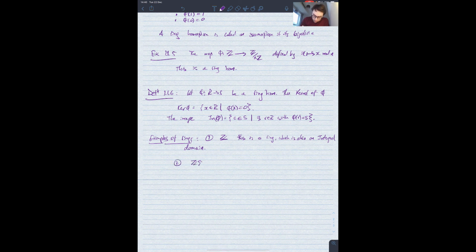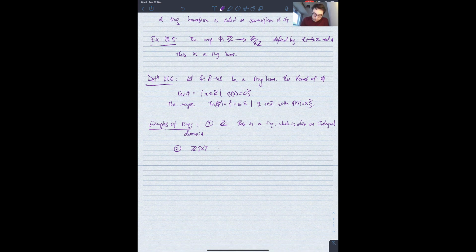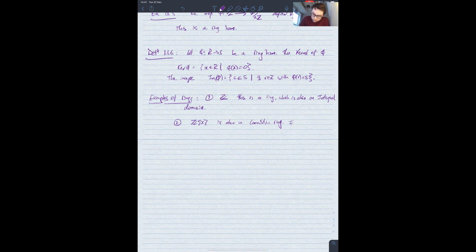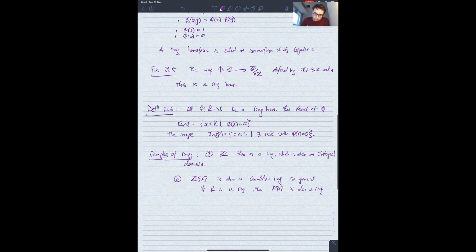Two, for example, polynomials in one variable, so Z[x]. This is also a commutative ring. And in general, if R is a ring, then R[x], the set of polynomials with coefficients in R, is also a ring. Okay, so this is our very quick recap of what a ring is.